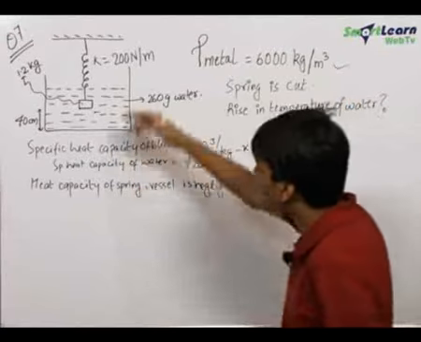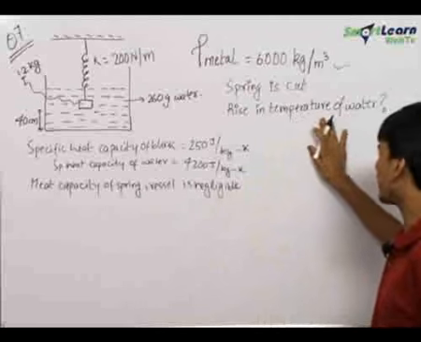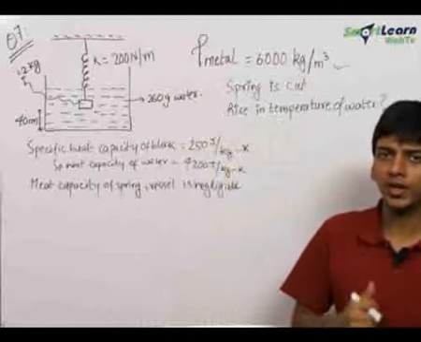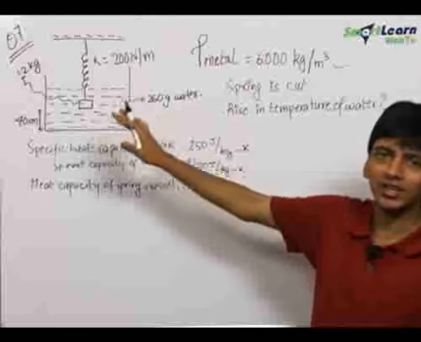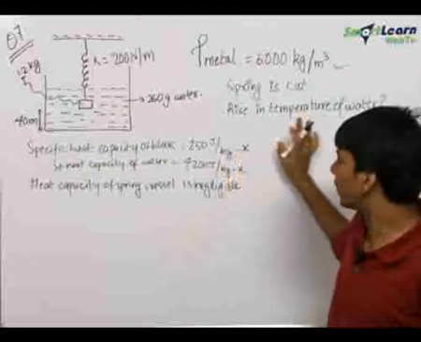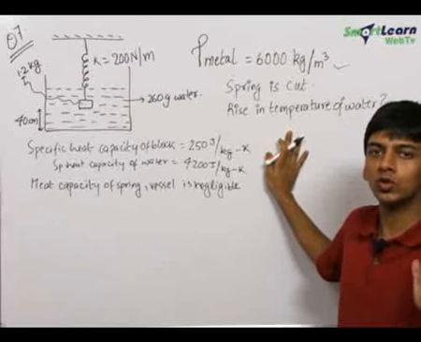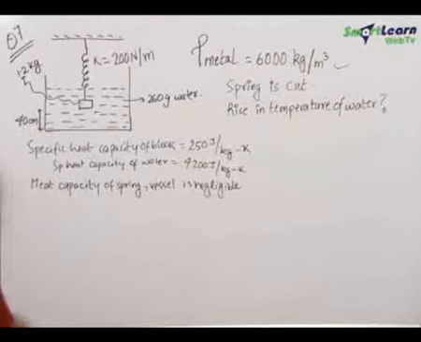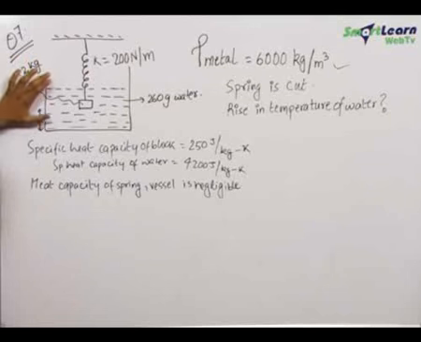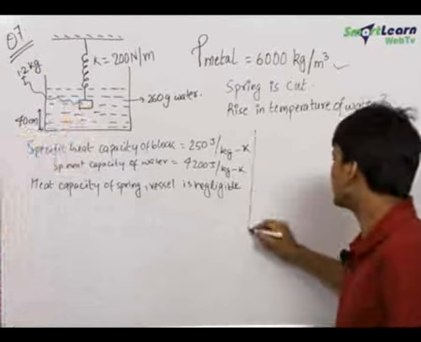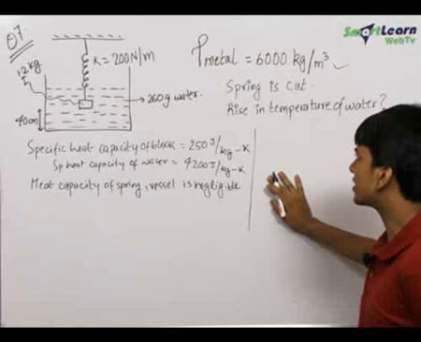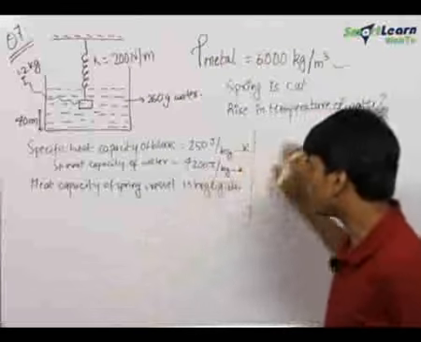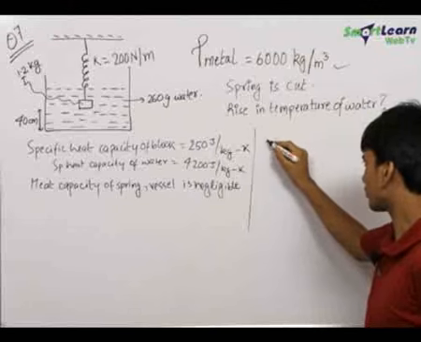Now what happens is that the spring is cut and we need to find out the rise in temperature of water. So the first assumption you have to make here is that all of the energy that is lost in this system is converted into heat, which is used to raise the temperature of the system. Now for that, let us find out the energy lost from the initial state to the final state. Initially the system had potential energy stored in the spring and potential energy stored in the block. Let us see what happens.